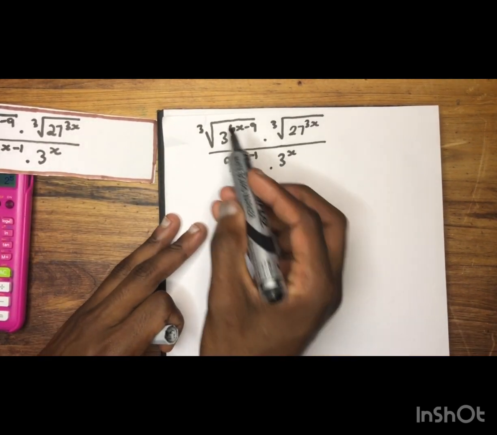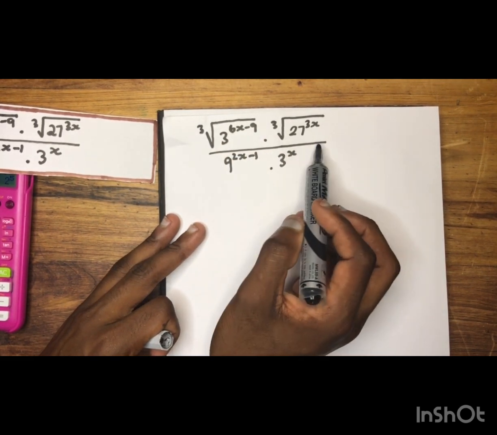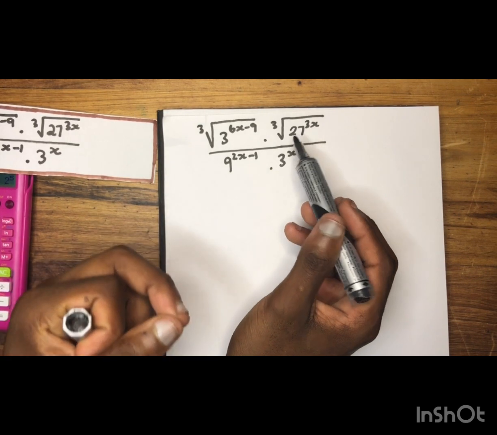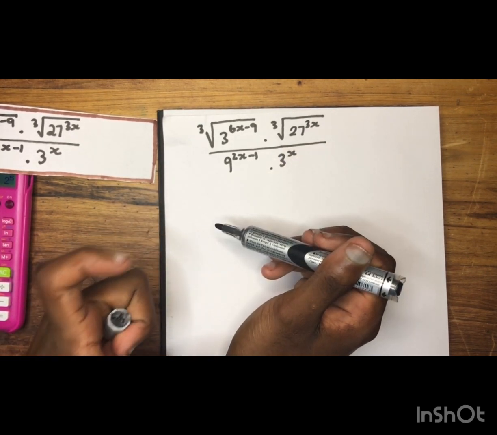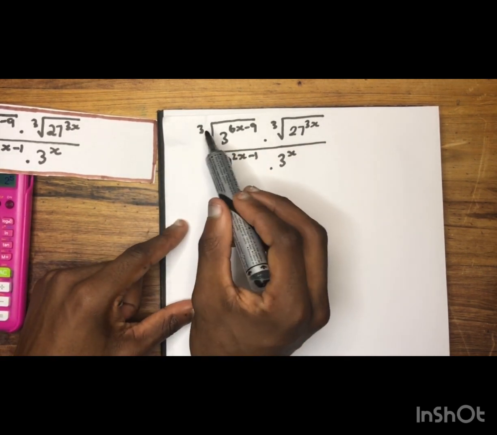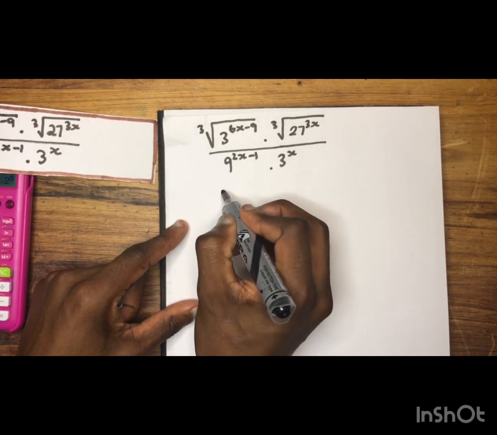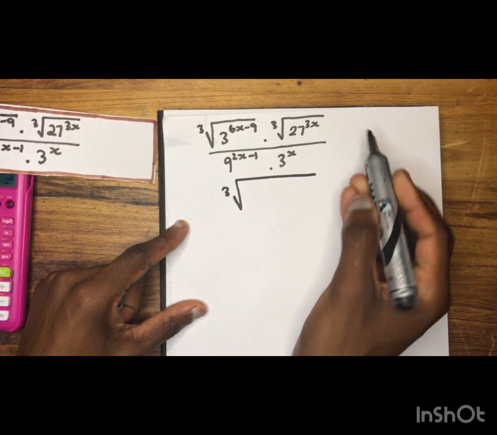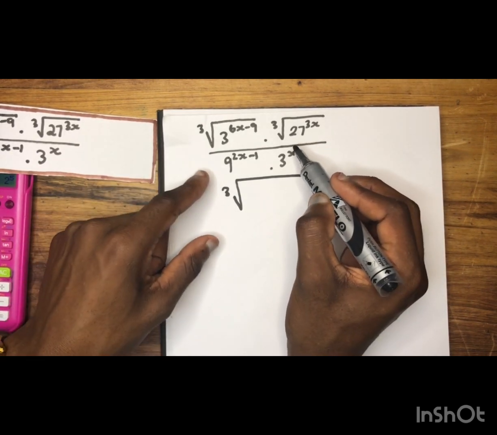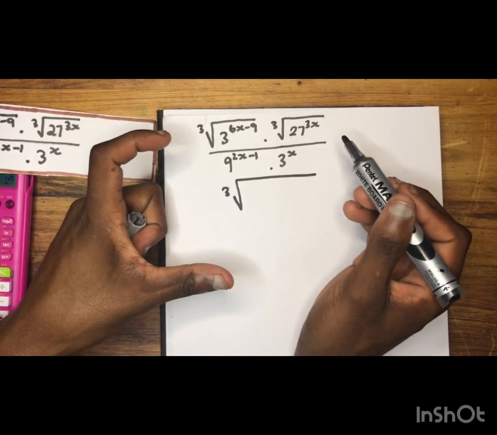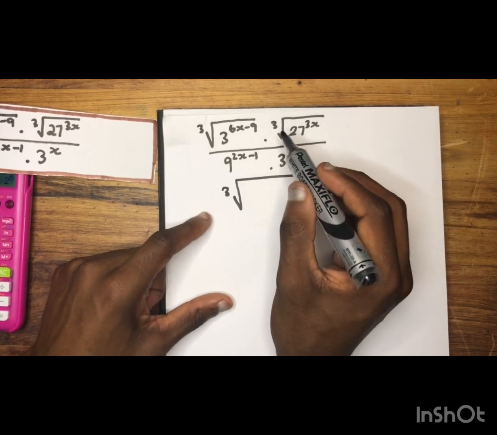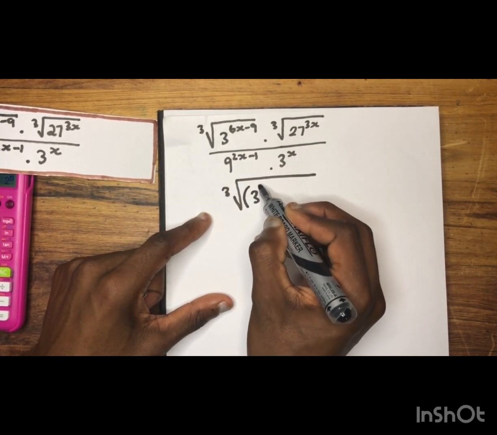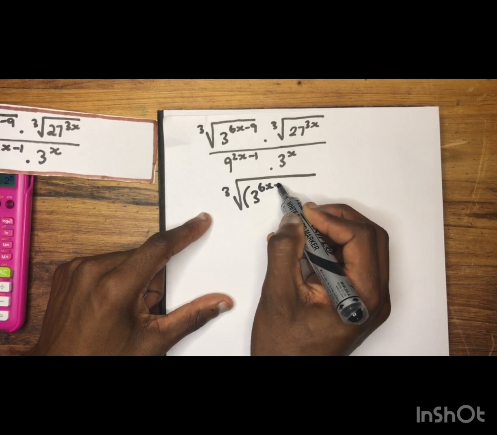So can you see that, guys, in the numerator it's complicated, but I see that the roots are the same. We are going to apply law 1 of exponents, which is the law of multiplication. So I'm going to take one root here, so I'm going to have a cube root. It says that if the roots are the same, you take one root and multiply what you have inside. So it's the same as, I will open the brackets, guys, that I have 3 to the power 6x minus 9.